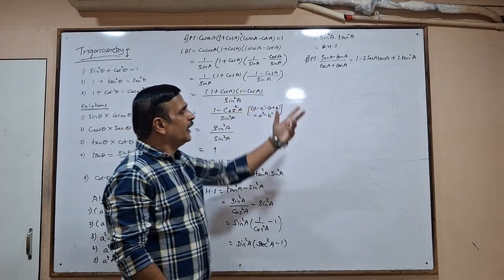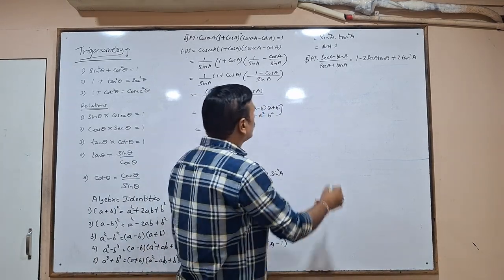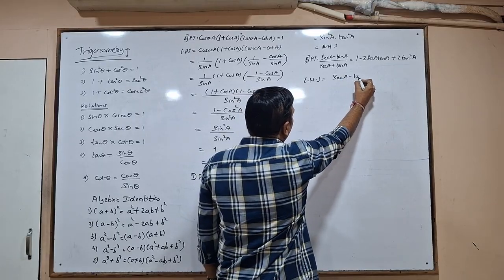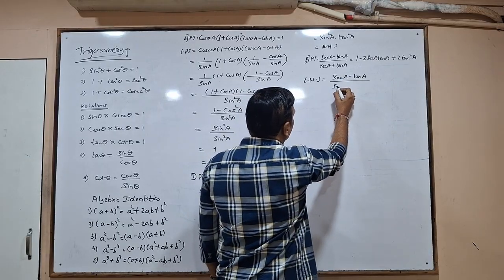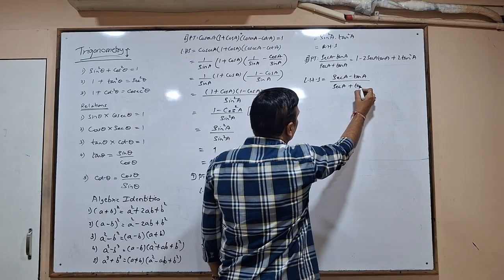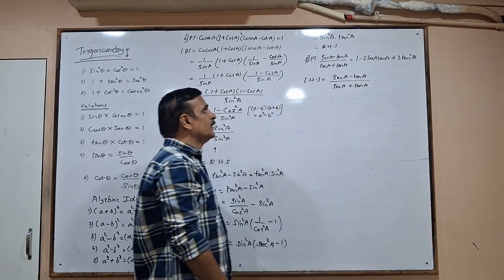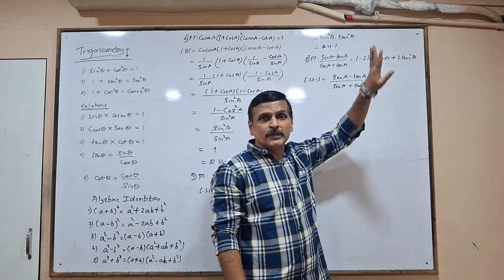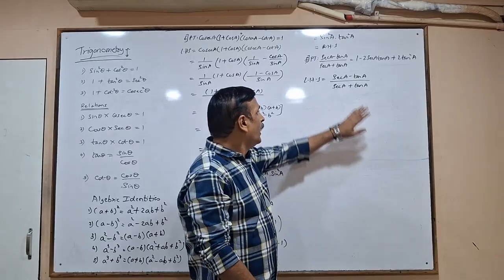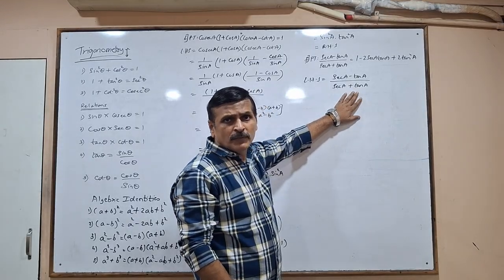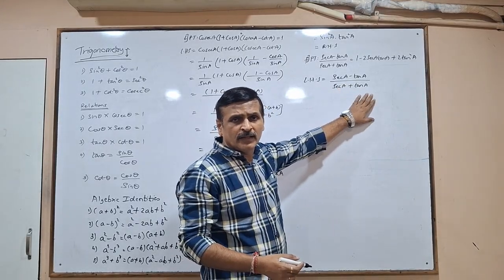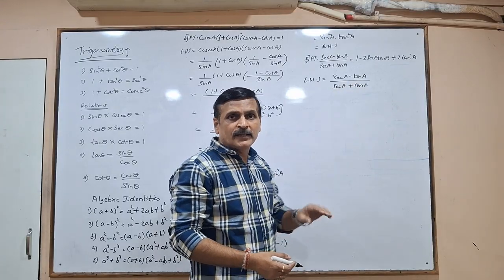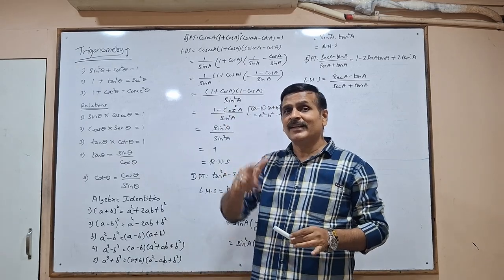Obviously, I'll prefer to go with LHS. Sec A minus tan A upon sec A plus tan A. Now, we don't want a denominator because there is no denominator on the right hand side. How to eliminate a denominator in this form? It can be of cos A plus sin A, cot A plus cosec A, or sec A plus tan A. It can be eliminated by using an identity.